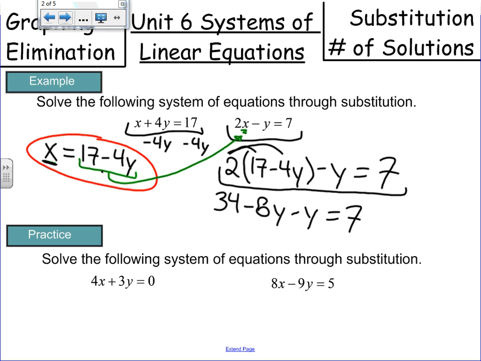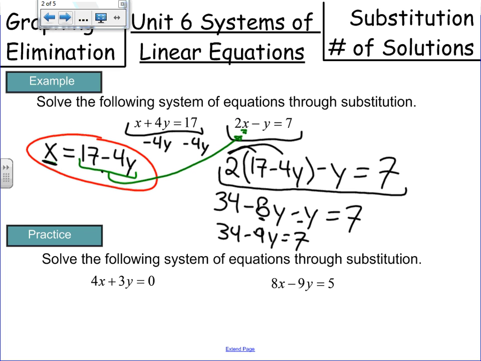Can't you put the y's together? Exactly. Now you combine your like terms. The y's come together. 34 minus 9y is equal to 7. Now you just have to isolate y. The 9 came from 8 minus 1. So I took 8 y's and I subtracted another y. Now I have minus 9 y's.